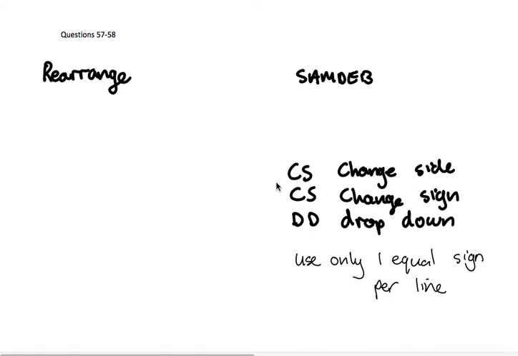Questions 57, 58. Rearranging is exactly the same skill set as solving an equation. So we're using BEDMAS in reverse. We're doing change sign, drop down. We use only one equal sign per line. And I'll give you an example.